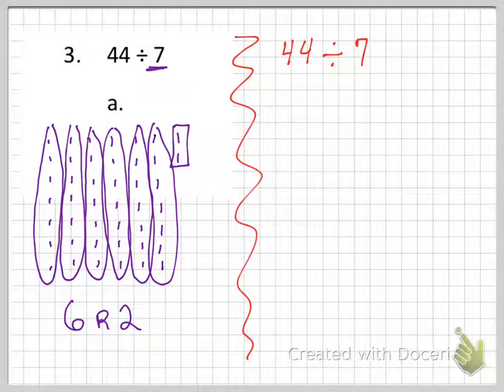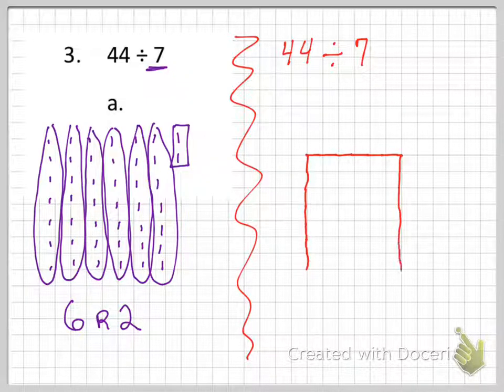Okay, now to the area model. We're going up 7. So we've got 1, 2, 3, 4, 5, 6, 7. And since we did the array model, we know what's going to go across. We're going across by 6. 1, 2, 3, 4, 5, 6.